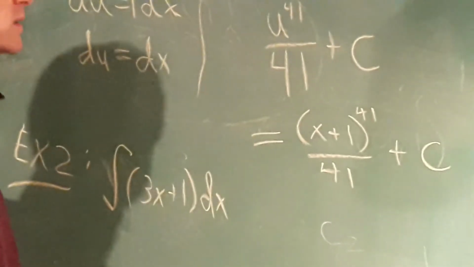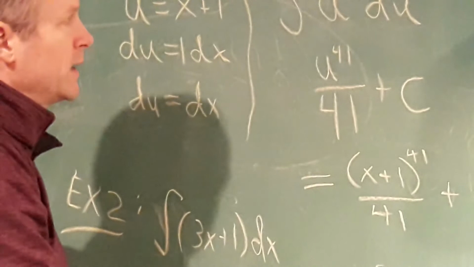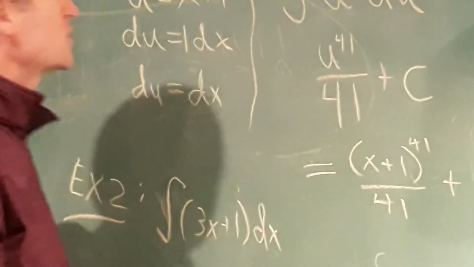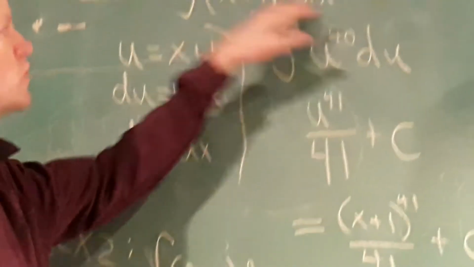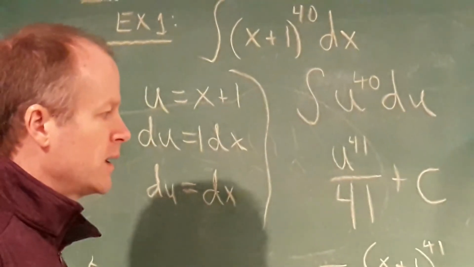Now this one is a simple example because the derivative of u is just 1. You can see that when I substituted everything in, it went really smoothly. I didn't have any x's left. I only had u's, and the inner function's derivative is just 1. So things get more complicated very quickly.